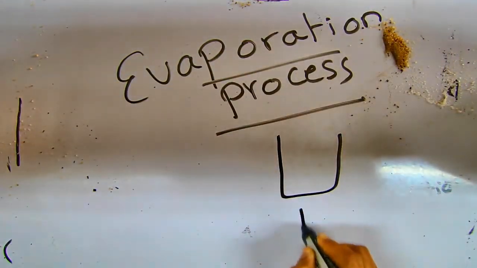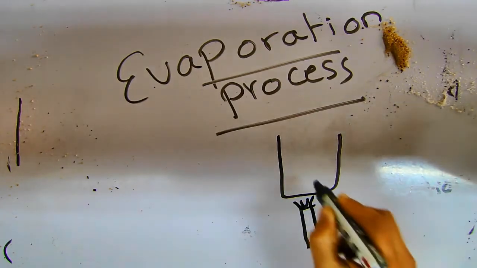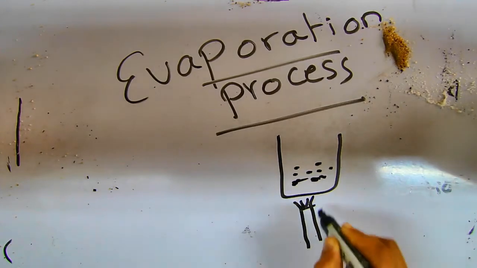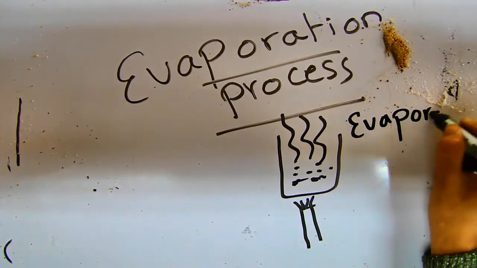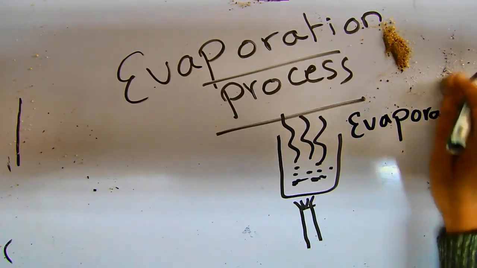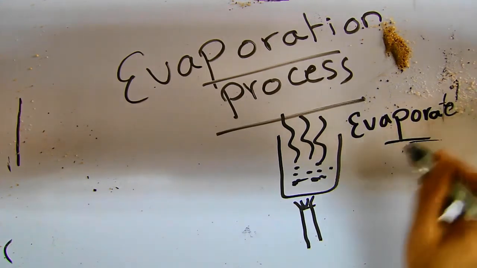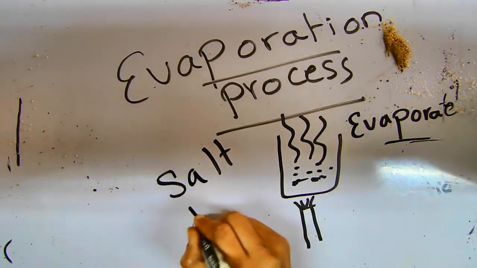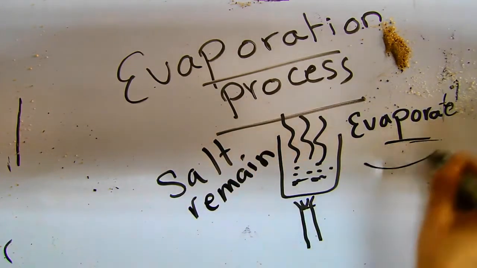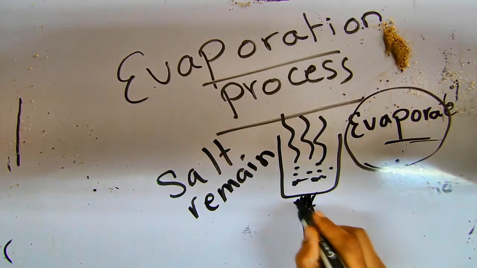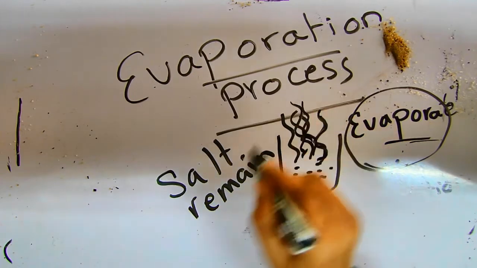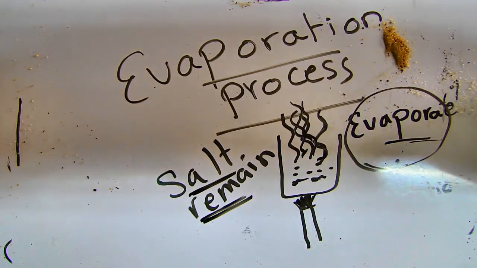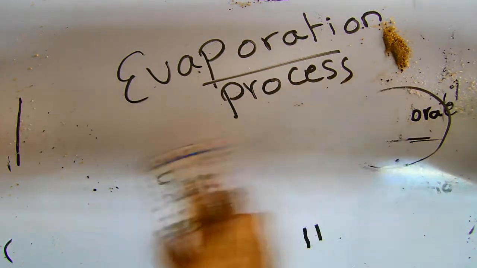If we bring a flame, okay, and the salt and the water are mixed together, the water starts to evaporate, and the salt remains inside the beaker. This is the evaporation process. By using the flame, what happens? The water will boil, then evaporate, then the salt will remain inside the beaker. This is the third way to separate the mixture.